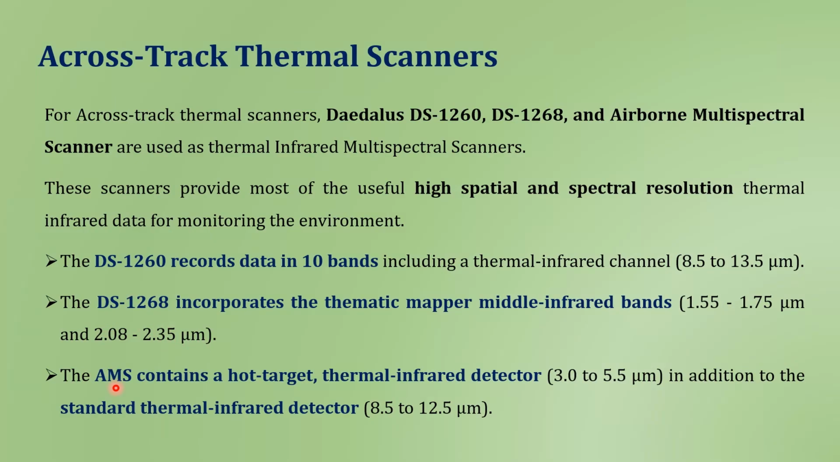The airborne multispectral scanner contains a hot target thermal infrared detector that detects in the range of 3 to 5.5 micrometer along with the standard thermal infrared detector that detects in the range of 8.5 to 12.5 micrometer.